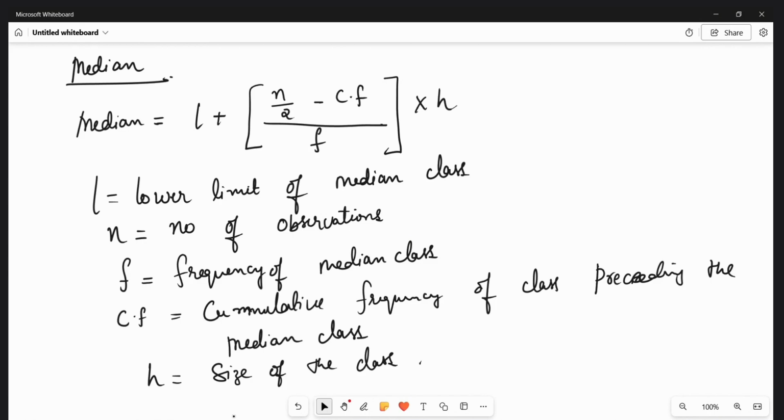So first we will check which is the median class. L will be the lower limit of the median class. N by 2 will be half of the number of observations. F is the frequency of that particular median class. CF will be the cumulative frequency of the class preceding the median class, and H will be the size of the class. Okay, written.